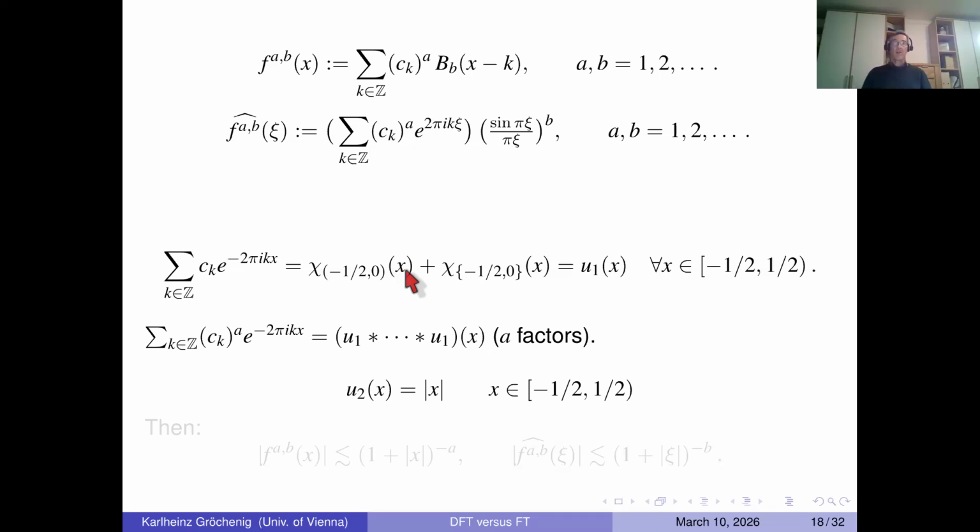Now, when you look at the Fourier series, with a equal 1, the Fourier series is just the characteristic function, periodized, plus something at the boundary. If you take powers of these coefficients, you get this function here convolved a times. For example, for a equals 2, you just get the absolute value on the unit interval and then periodized. So this is a class of functions that work out perfectly. You can evaluate both function and Fourier transform, and they have the precise decay of the theorem.